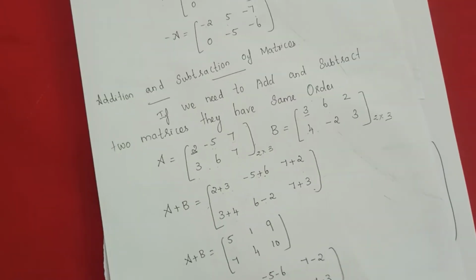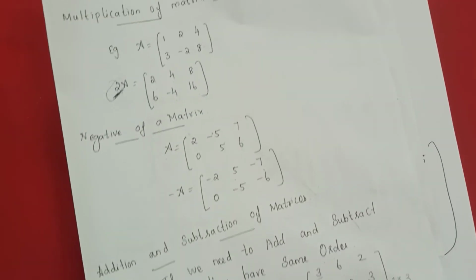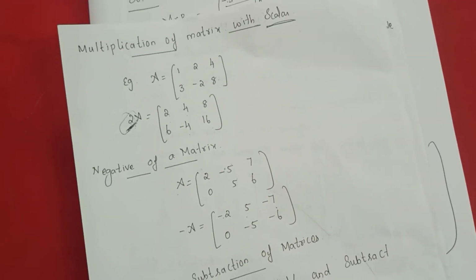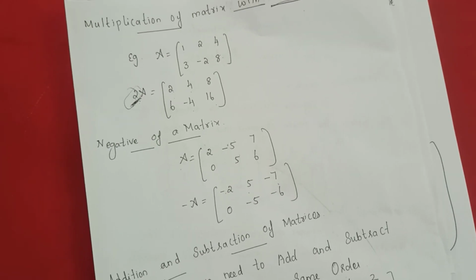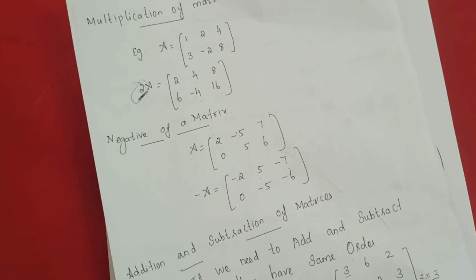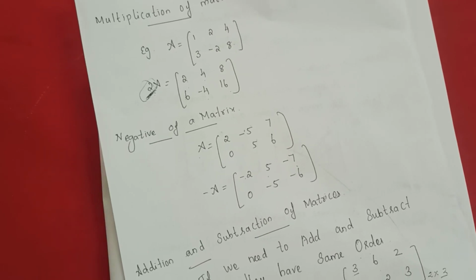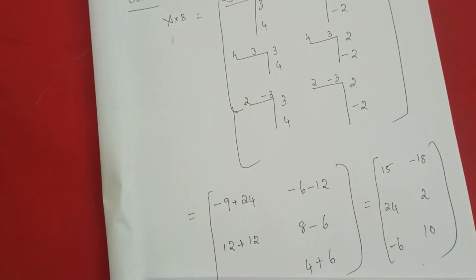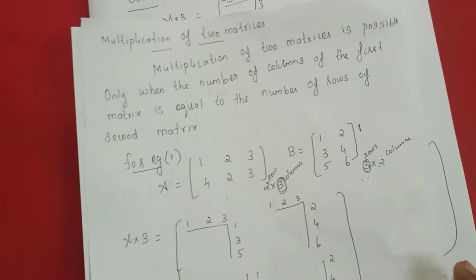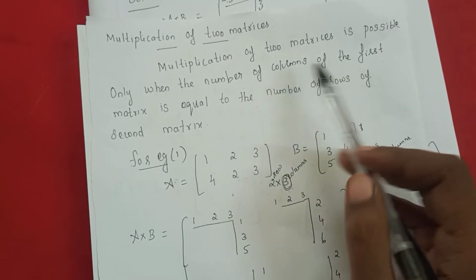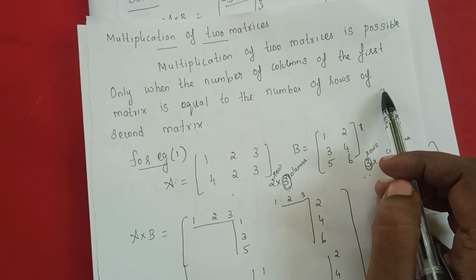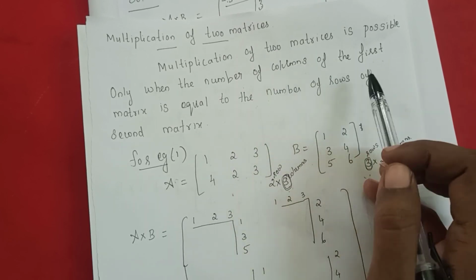Then next one, multiplication of matrix with the scalar means we will multiply a matrix with any one of the constants. Negative: A is given, minus A we can find. Then addition and subtraction of matrix, I have taught you one condition. If we need to add and subtract two matrices, both must have the same order, with the first row first element and the next also first row first element you need to add. Then multiplication of two matrices, you need to check whether the number of columns of the first matrix is equal to the number of rows of the second matrix. Then only the multiplication of two matrices is possible.